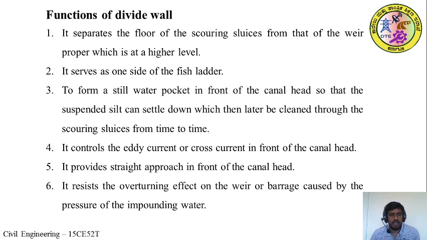This divide wall also serves another function. It resists the overturning effect on the weir or barrage that is caused by the pressure of impounding water on the upstream side of the diversion headwork.